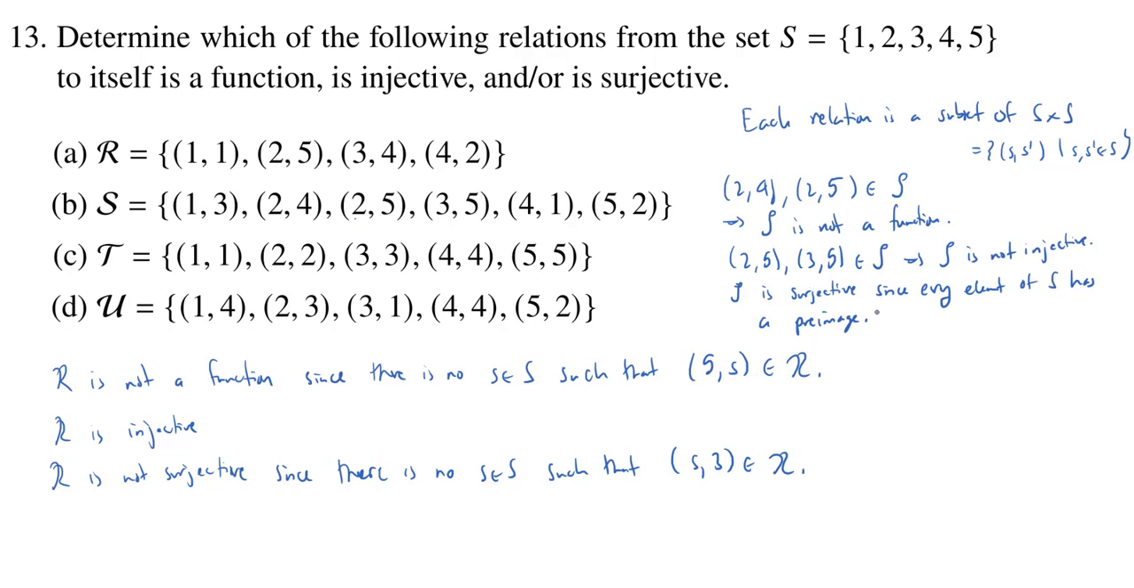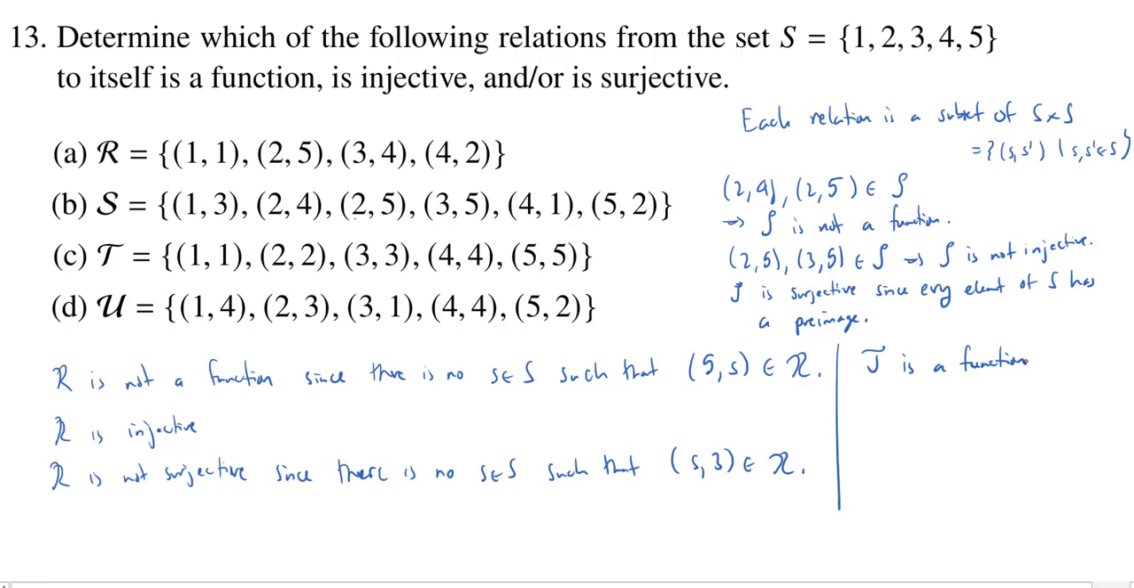How about T? So again, we're going to check 1, 2, 3, 4, 5. Okay, that's a good start. Now let's see. Does each element appear over here on the left? 1, 2, 3, 4, 5. Absolutely. So nothing appears twice, and all of them appear. So T is a function. Okay, so I'll say T is a function.